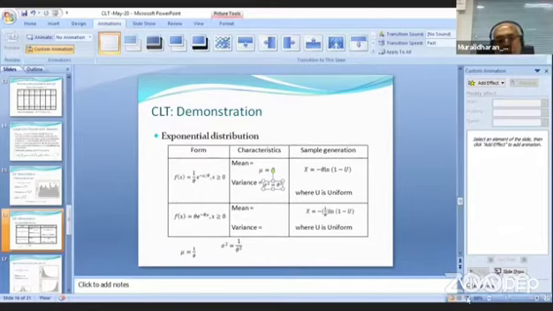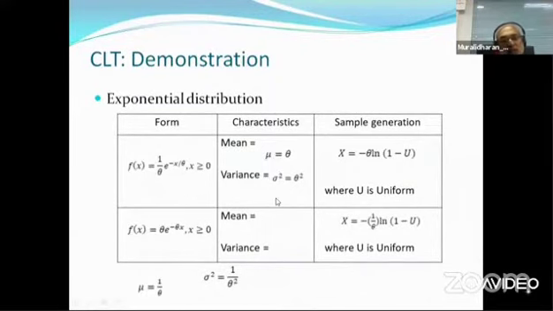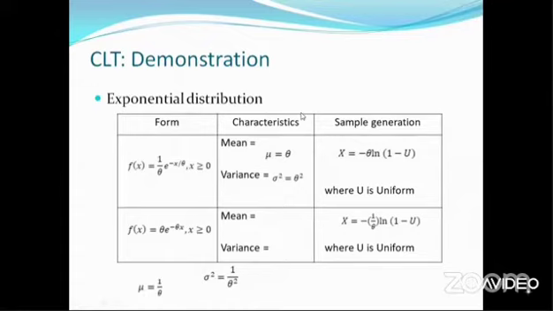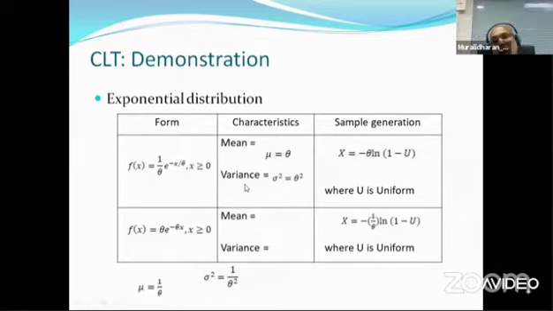Okay, so let us look at the first form of the exponential distribution. So this is the form. Can you see? Okay, fine. So you can see the mean and variance. The mean and standard deviation are the same for the exponential distribution, whatever form you talk about. The sample generation is also shown there, as I already mentioned. Probability integral transformation is used. So this is how you can generate.